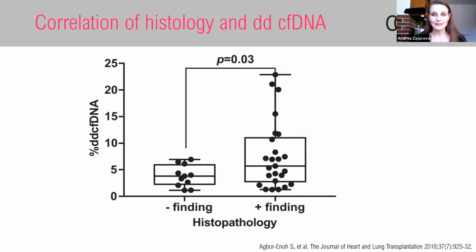Also, a very interesting fact is that even when we are able to obtain histopathological proof of antibody-mediated rejection, which is not so common, patients with positive histopathological findings have higher levels of dd-cfDNA than patients without a histological correlate.